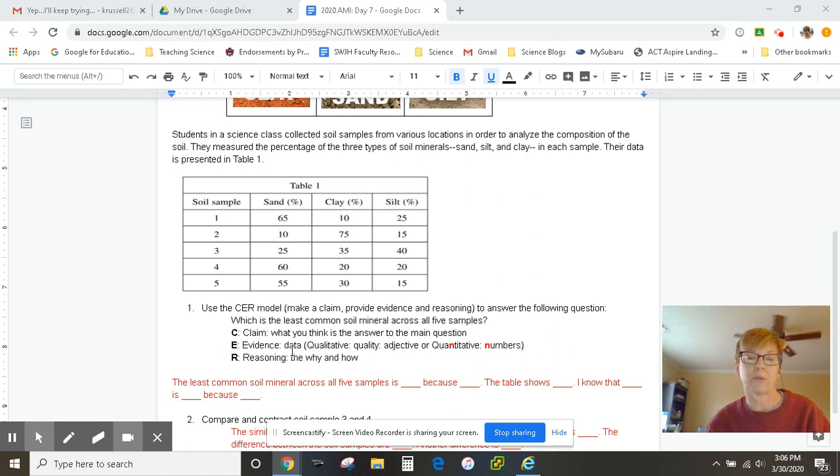E is evidence or the data. And remember, there are 2 types of data. There's qualitative data, which is the quality. Remember, you're going to use an adjective if you're describing qualitative data, or there's quantitative. And for my kids, I always remember the N in quantitative is N for numbers. And then R stands for reasoning. And that's where you're going to explain the why and the how.